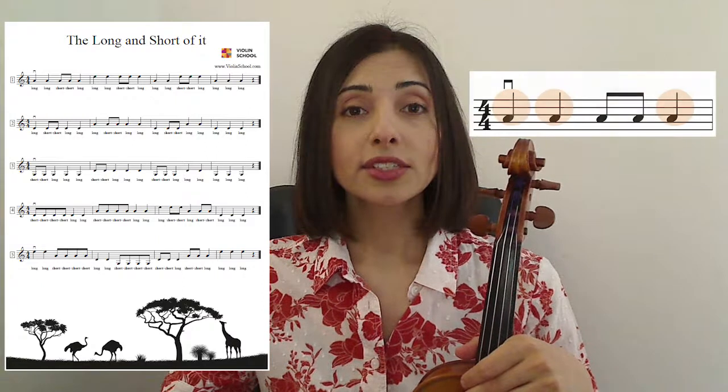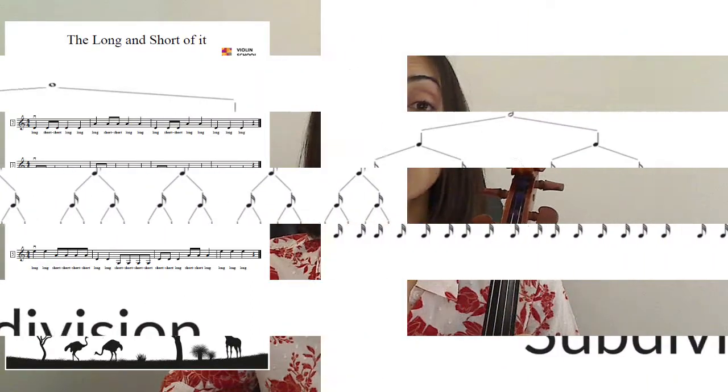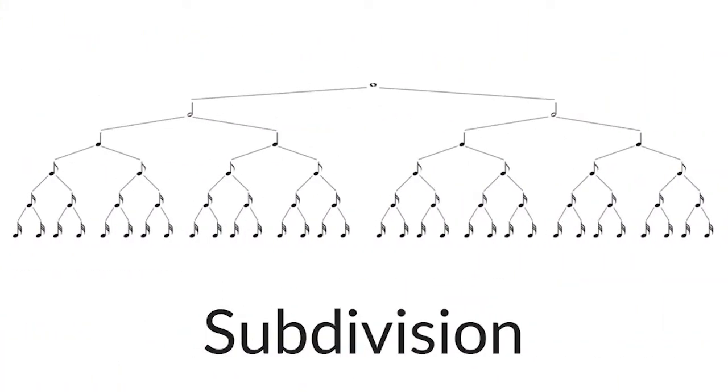The Long and Short of It contains two basic units of rhythm, the quarter note or crotchet and the eighth note or quaver. An eighth note is half the length of a quarter note and so twice as fast. Dividing a rhythmic unit into smaller equal rhythmic units is called subdividing. The smaller unit is called the subdivision.